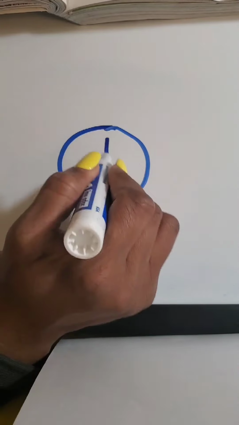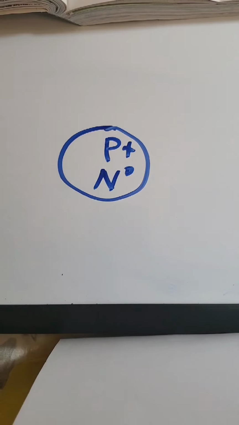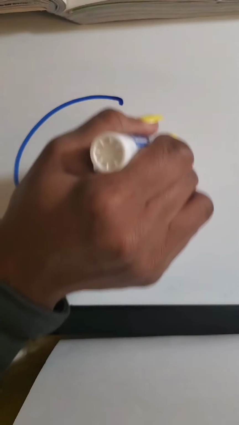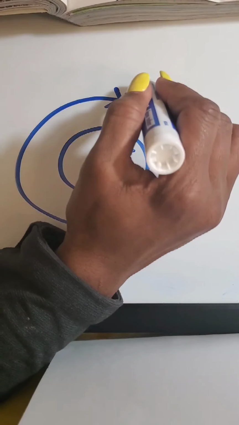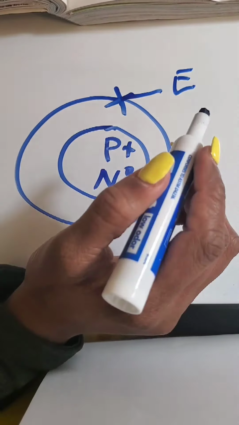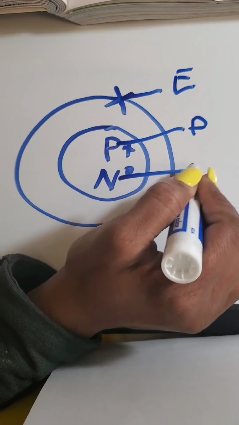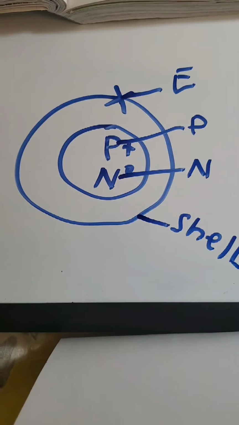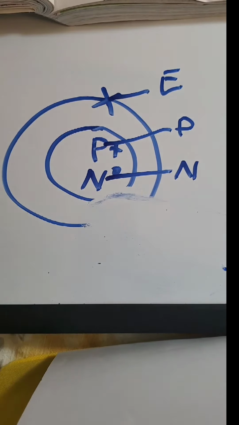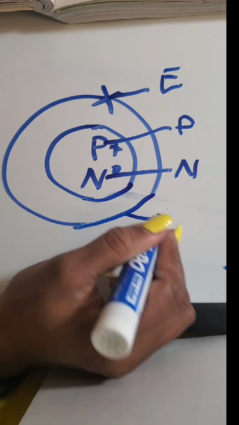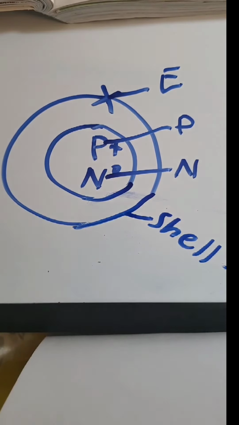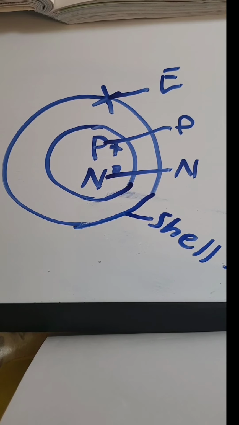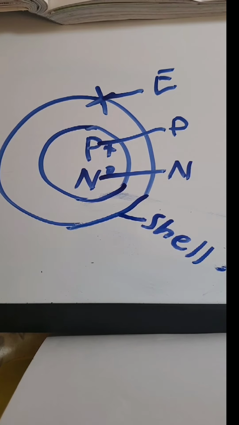Okay, so let's see. The first two, which are the protons and the neutrons, are found in the nucleus of the atom. Then we have the electrons, which are found outside on those circles or rings called energy levels or shells. So that's the nucleus, and we have the shell or energy level. That's where you find the electrons, and then you have the protons and neutrons in the nucleus of the atom.